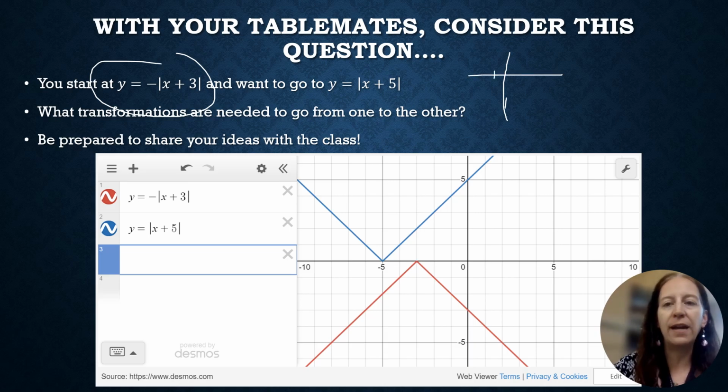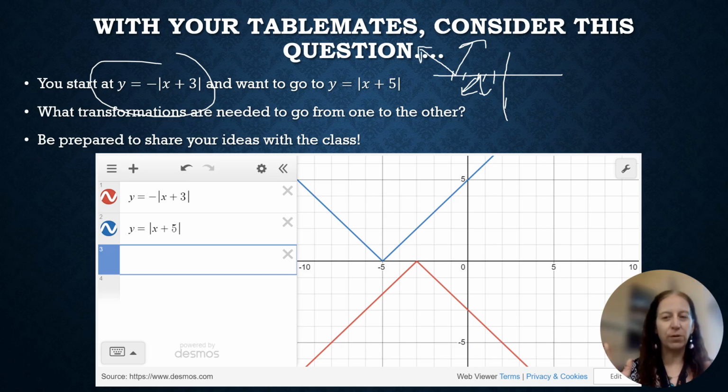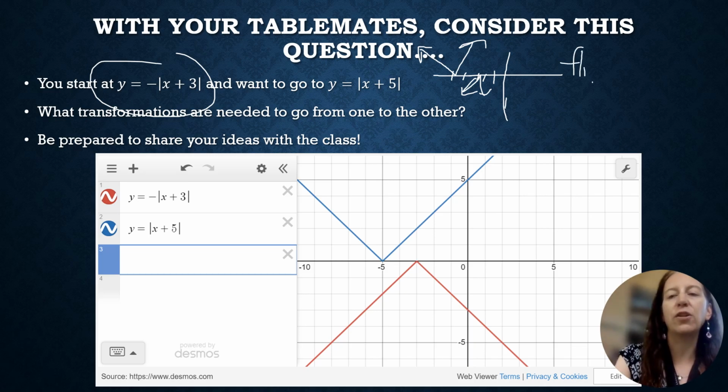You'd say, okay, it's 3 to the left and it's flipped over. And you do a really quick graph like that. And then you'd say the second one is 5 to the left. And it wouldn't be perfect. It would literally be just as fast as what I did. And then you would have your picture and be able to go from there. But the answer that you should have come up with is flip over the x-axis and left 2.